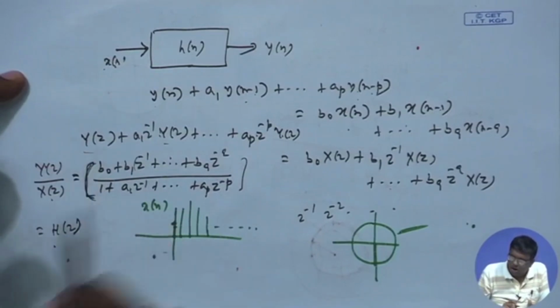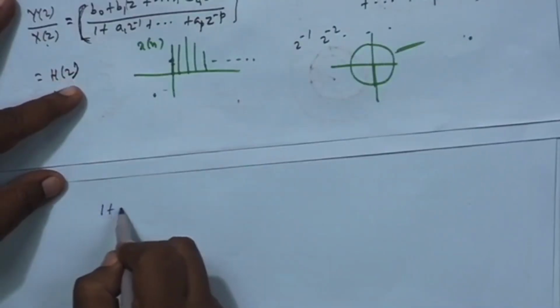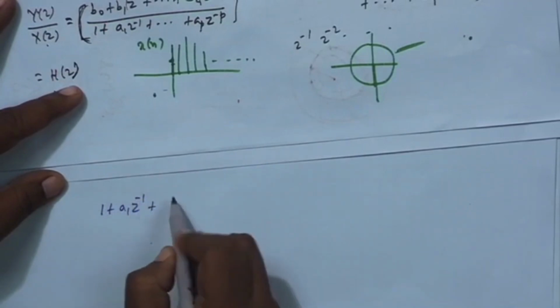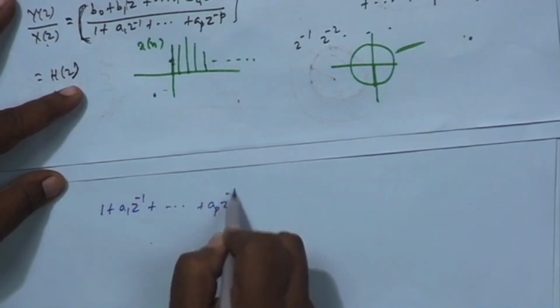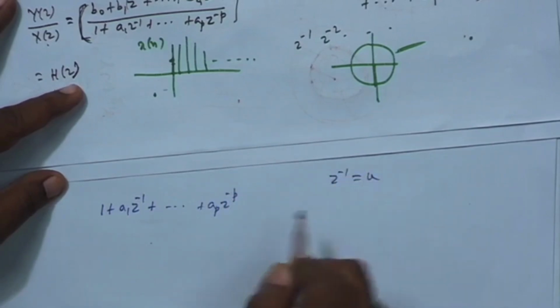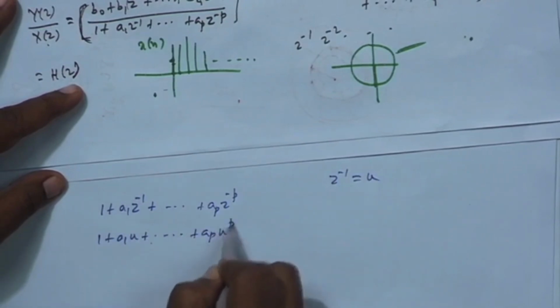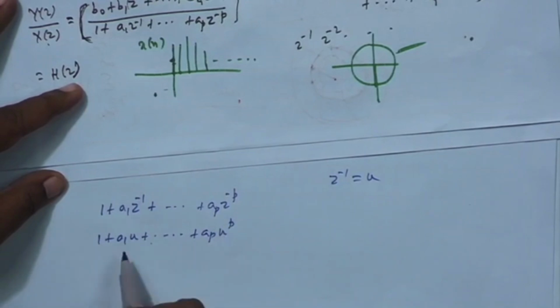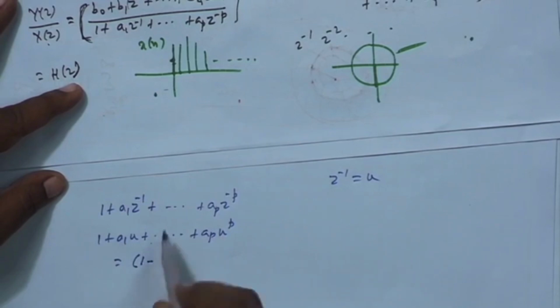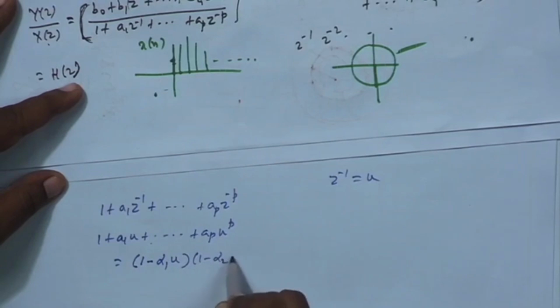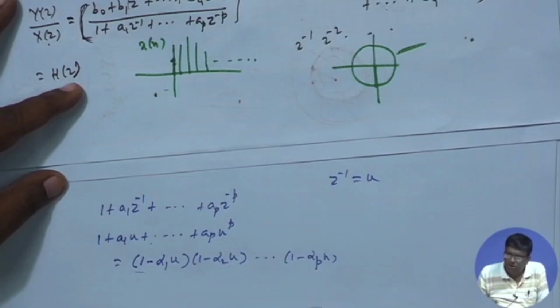Concept of pole and zero will come. Suppose this denominator polynomial, with z to the power minus 1 called u, is 1 plus a1 u plus dot dot dot a p u to the power p. You can factorize it in this manner, as 1 minus alpha 1 u, 1 minus alpha 2 u, dot dot dot, 1 minus alpha p u, all first order factors. This is fundamental in algebra.